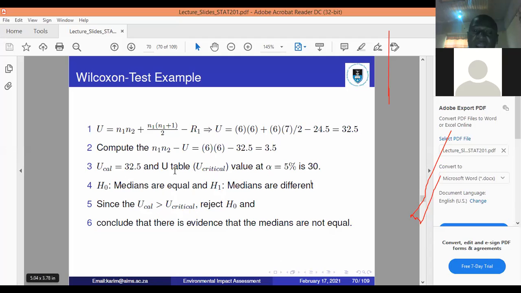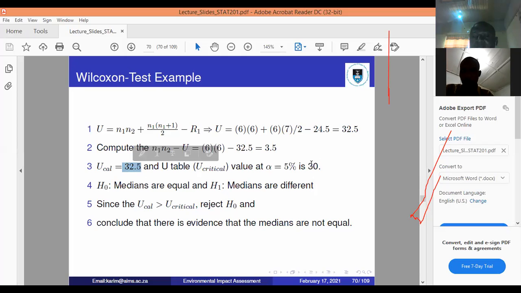Now, let's compare them. Our U calculated is 32.5, and our U critical is 30. So is U calculated greater than or less than 30? Greater than. So we reject the H naught, and then accept the H1, saying that the medians are different. Since the U calculated is greater than the U table value, or the critical value, we reject the H naught and conclude that the medians are different.